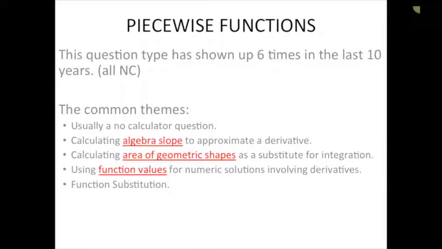The purpose of this review is to go through 6 really common question themes that show up almost every year on the free response portion of the Calculus AB exam. So we're going to start with the first question type, piecewise function. This has shown up 6 times in the last 10 years, all in no calculator problems. And typically, the common themes for piecewise functions are they're on no calculator questions, so questions 3, 4, 5, and 6.